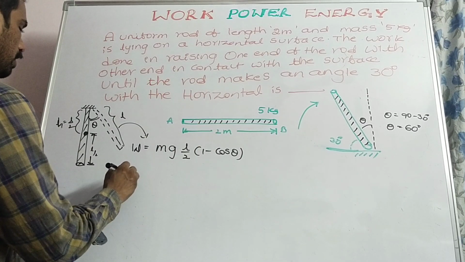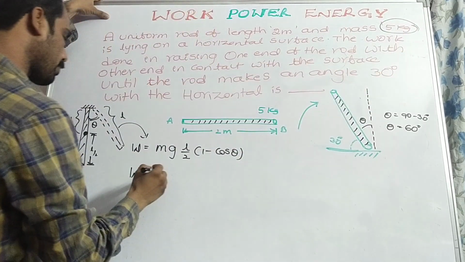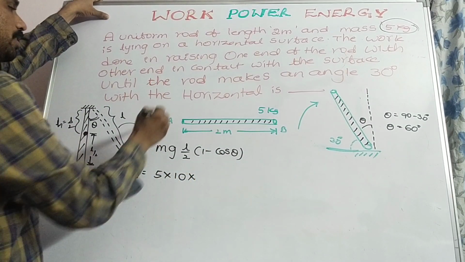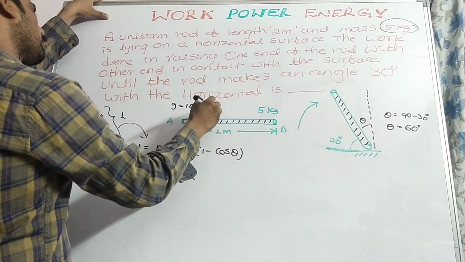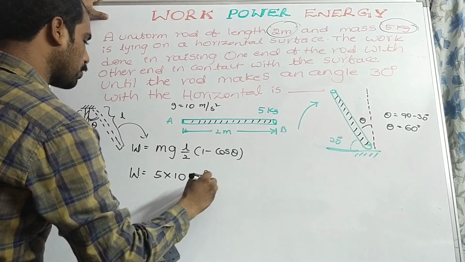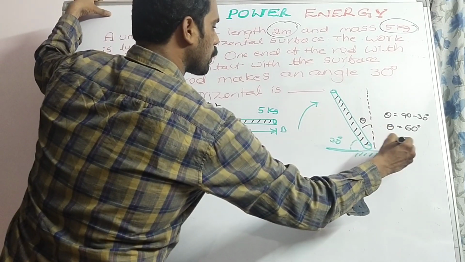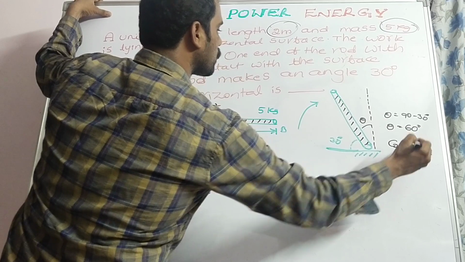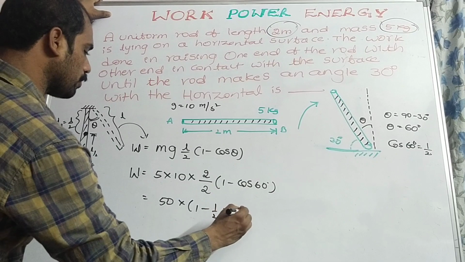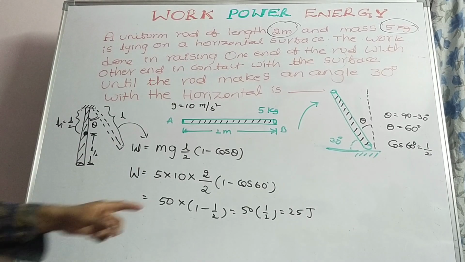Now W is equal to, what about the mass? Mass m is equal to 5 kg, into acceleration due to gravity, take g is equal to 10 meter per second square. And what is the length given? That is 2 meters. So here we have 2 by 2 into 1 minus cos 60 degrees. We know cos 60 degrees is equal to 1 by 2. Now that is equal to 50 into 1 minus 1 by 2, that is equal to 50 into 1 by 2, that is equal to 25 joules. 25 joules will be the answer.